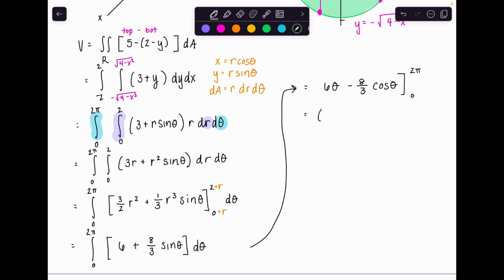Plugging in 2 pi gives us 12 pi. Cosine of 2 pi is going to be 1, so it's 12 pi minus 8/3. Plugging in 0 gives us 0, and cosine of 0 is positive 1, so it's 0 minus 8/3. Well, that's negative 8/3 plus 8/3. Those both end up canceling, and the volume of this solid is 12 pi.